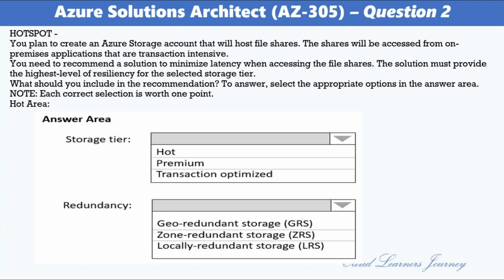Correct options are, for storage tier, premium. Premium file shares are backed by solid state drives and provide consistently high performance and low latency, within single digit milliseconds for most IO operations for IO intensive workloads. For redundancy, the correct option is Zone Redundant Storage. Azure file shares only support LRS and ZRS. With zone redundant storage, 3 copies of each file are stored. However, these copies are physically isolated in 3 distinct storage clusters in different Azure availability zones.